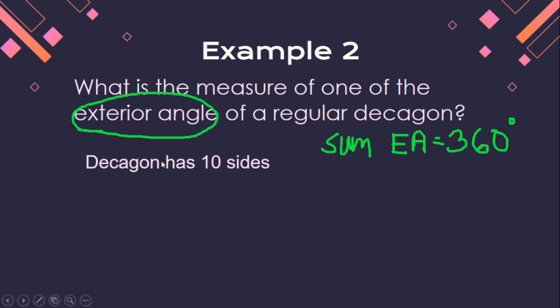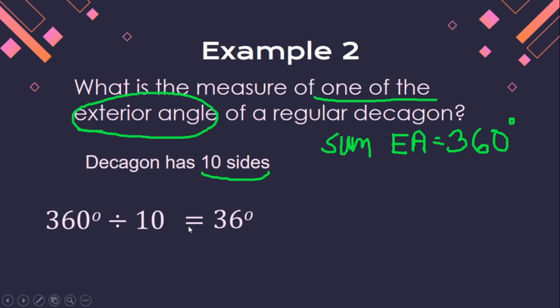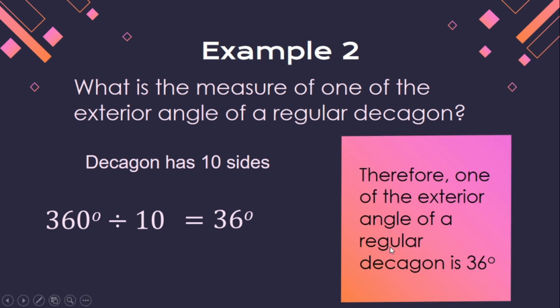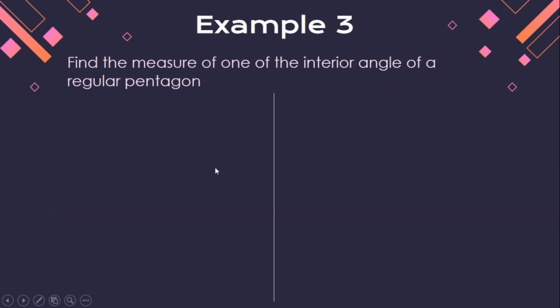Sabi natin, lagi yan. Kahit anumang polygon, 360 degrees. At 10 yung sides ng decagon. Ang hinahanap lang natin ay isa. Isa sa mga exterior angle. Eh, ang sum ay, di ba, ay 360. So, therefore, we will divide 360 to 10 para malaman natin yung isa. So, kung meron tayong 10 sides, at ang total ay 360, so para malaman natin yung isa, 360 degrees divided by 10, that is equal to 36 degrees. Therefore, one of the exterior angle ng regular decagon is 36 degrees. Okay? 36 degrees.